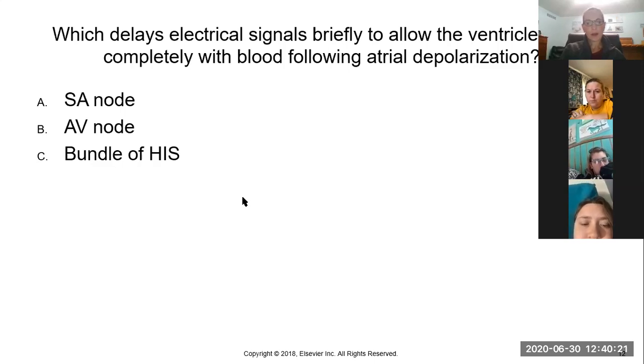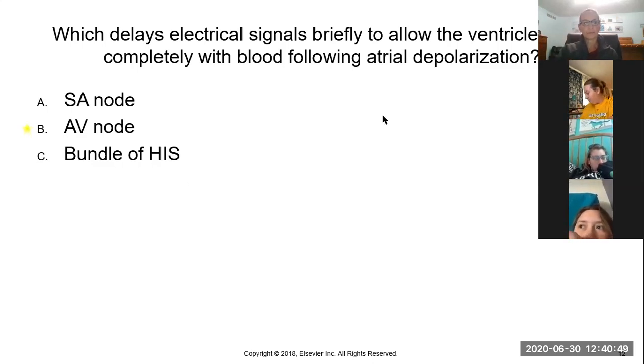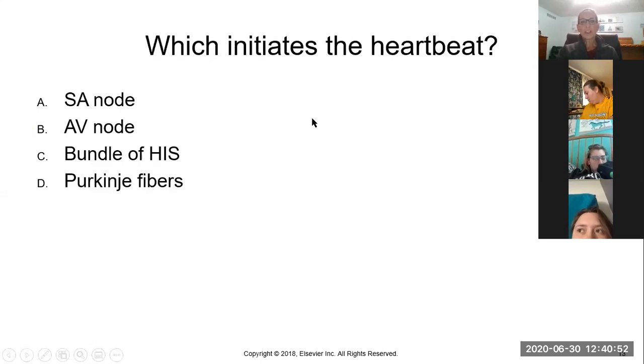All right, I think one of you got it right. It's the AV, okay? So the SA is the initiator, okay? The AV delays electrical signals so that all the blood can flow before the ventricles contract again, okay? So it's the AV node. Which initiates the heartbeat? So which is the first that it is initiated?